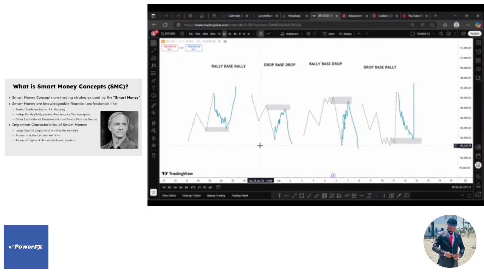So these are the four types. If you don't know them, now you are getting to know them. These are the four types of supply and demand we have in the Forex market.